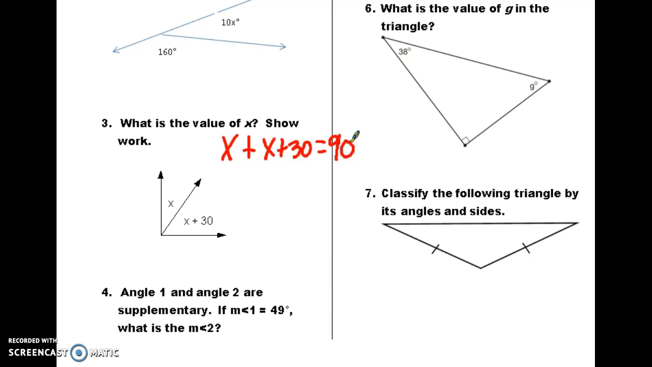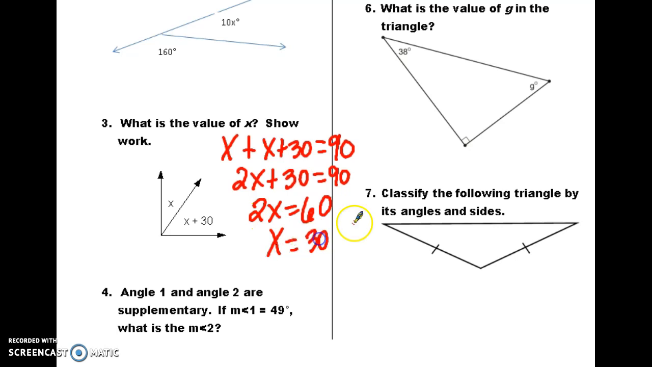Before you can solve, before you can do any inverse operation, you have to combine like terms first. x plus x is 2x. Bring everything else down. I'm going to subtract 30 from both sides. That gives me 2x equals 60. Divide by 2 on both sides, and x equals 30.